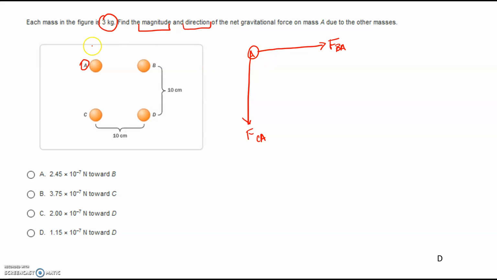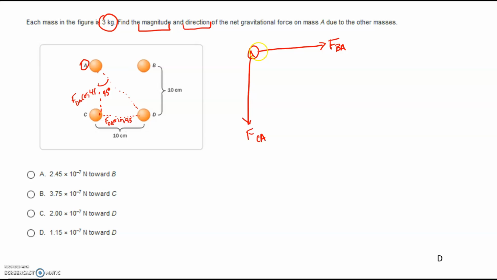And then it gets interesting because I'm going to divide this in half and make this 45 degrees because I'm kind of bisecting that. Since this is a square, I'm bisecting this. And this is going to be sine of 45, or the force of D on A, sine 45. And this is going to be FDA cosine 45, this side.